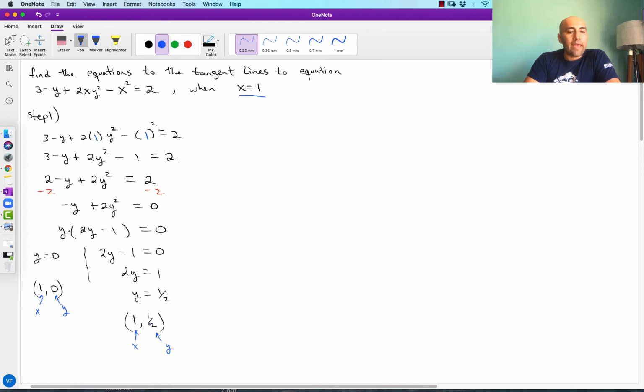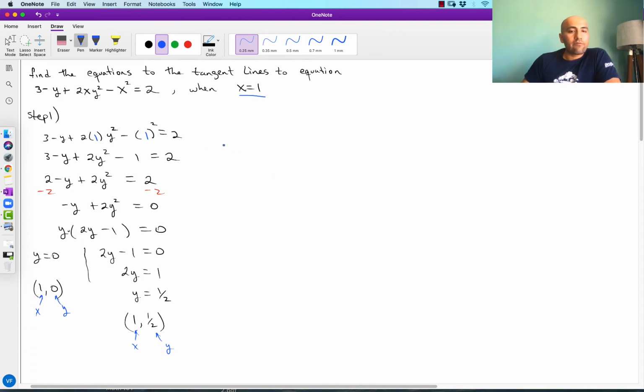And now if we come back and replace all the y's with a 1/2, and simplify the whole thing, we'll see that we also get another valid solution. Okay, so we have our two ordered pairs, but that's not what they asked us for. They want us to find the equation of the tangent lines to both of these points.